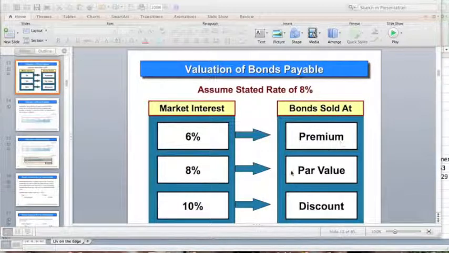And if the market rate is 10%, and we have the rate as 8%, it's going to be a discount. So if the yield is more than the coupon, it's a discount, because we're going to end up paying them more than the coupon, like in our example.